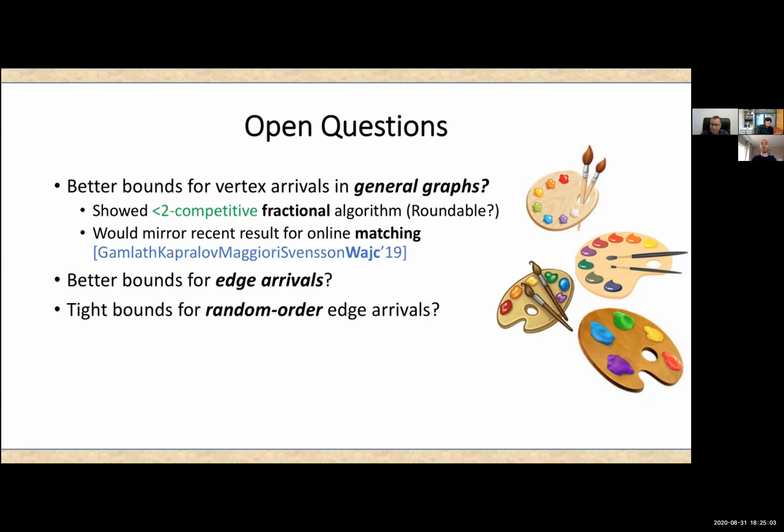Another question is, what can we show for random order edge arrivals? So we knew how to get the right competitive ratio and how to get the right dependence on delta, but can you do the best of both worlds? And as it turns out, the answer is yes.